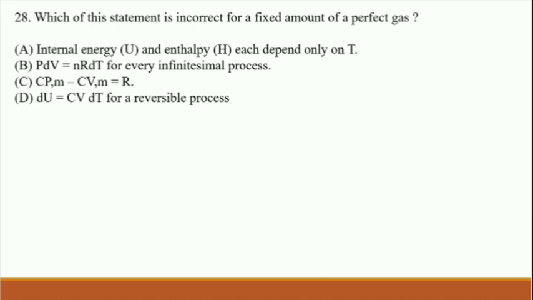28th question: which of the statements is incorrect for a fixed amount of a perfect gas? So perfect or ideal gas. Internal energy U and enthalpy H each depend only on temperature. That's right. PdV equal to nR dT for every infinitesimal process: PV equals nRT, but PdV is not equal to nR dT. So this is wrong. Cp minus Cv equal to R, so this is also right.